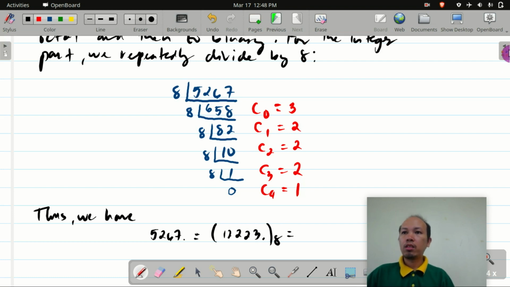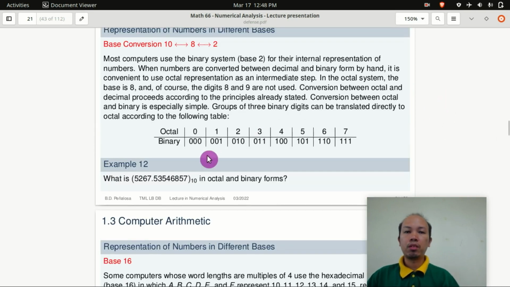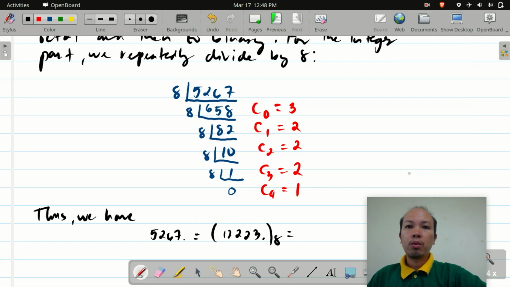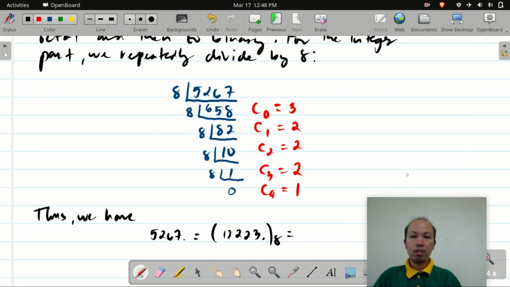And then notice that if we use the table, we have 1 2. 1 is 0 0 1. Okay, replace the digit by this table. 1 2 1 0 1 0 0 1. Let's move this one upward.